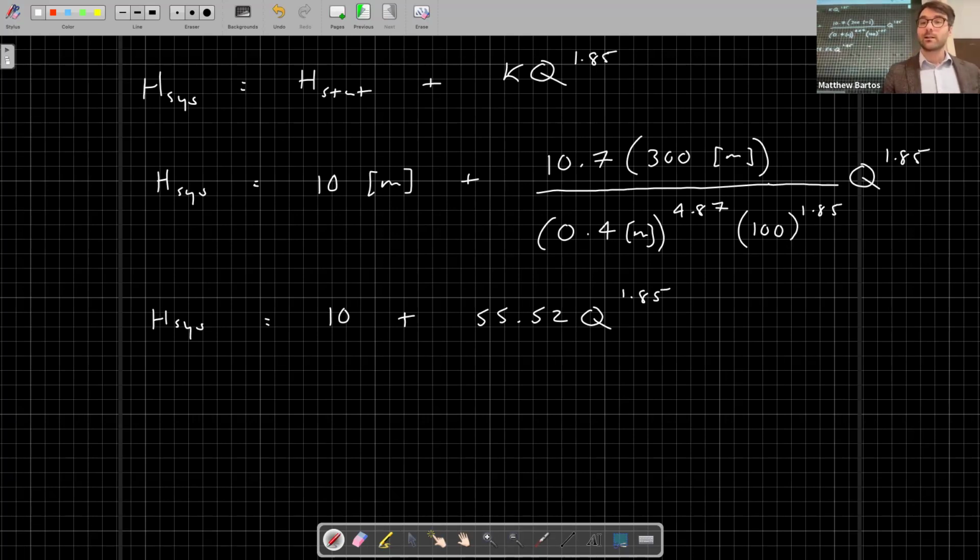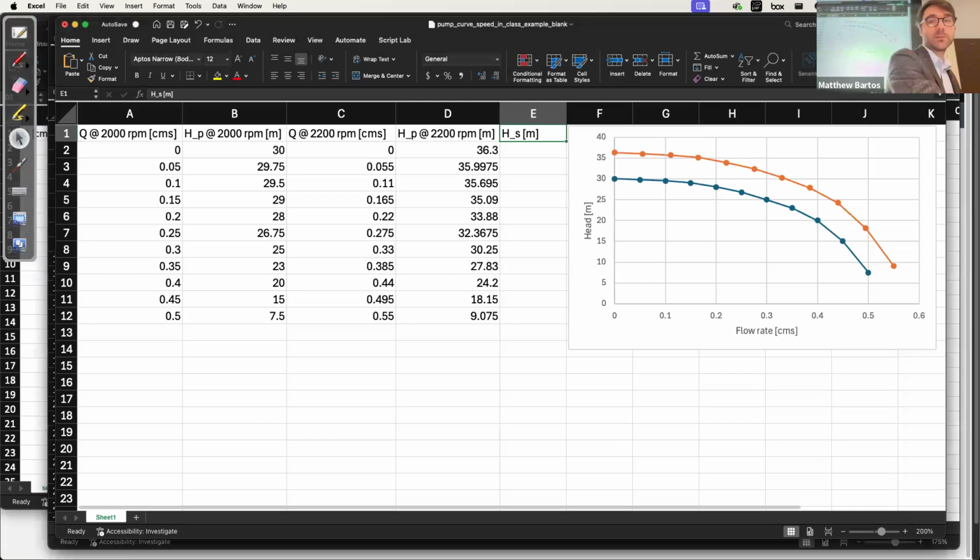So for our Excel sheet, we can put that formula into our column E. This is intended to represent the system head. So this is equal to 10 meters plus 55.52 times the discharge to the 1.85 power. Now, which discharge do I use here?